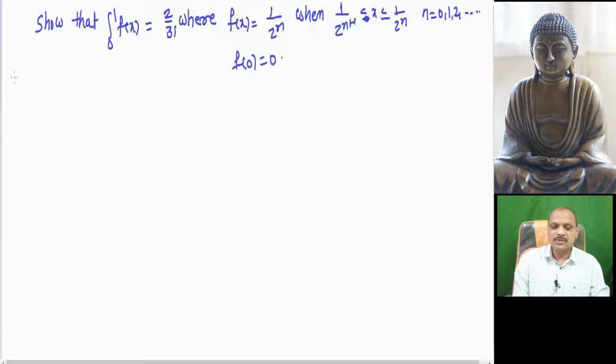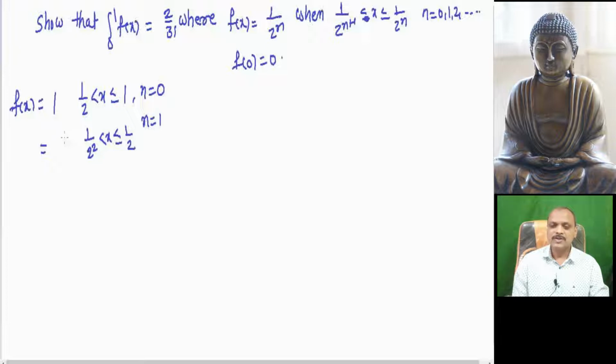f of x equals 1 divided by 2 raised to n, which is equal to 1 when n is equal to 0, that is for 1 divided by 2 less than x less than or equal to 1, where n is equal to 0. Now let us take n is equal to 1. N is equal to 1, we have 1 divided by 2 square less than x less than or equal to 1 divided by 2.